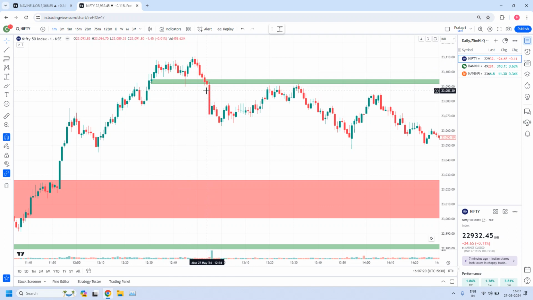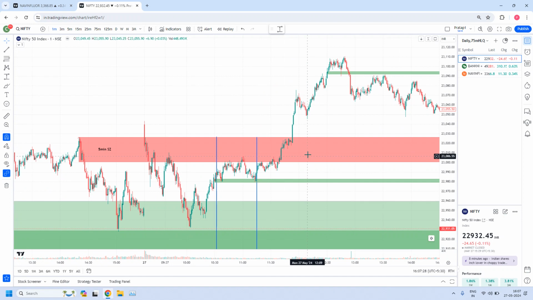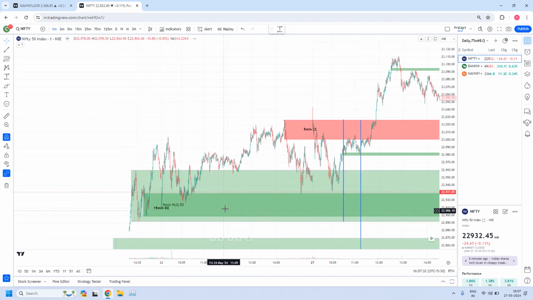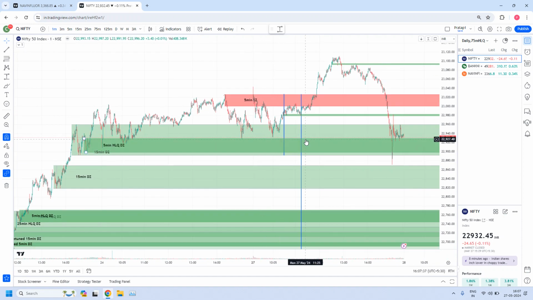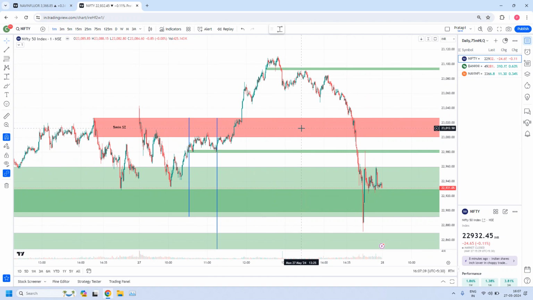Because the stop buffer also triggered the stop loss, and somewhere here you would definitely have captured over a 150 points move. So excellent, this 5 minutes high liquidity demand zone has given an excellent trade. Why has it given an excellent trade? Because currently the market is bullish.